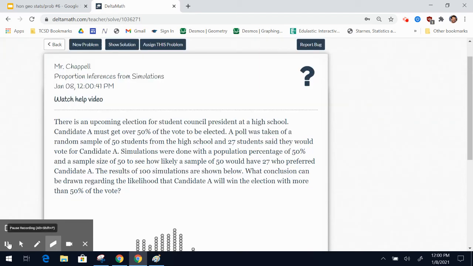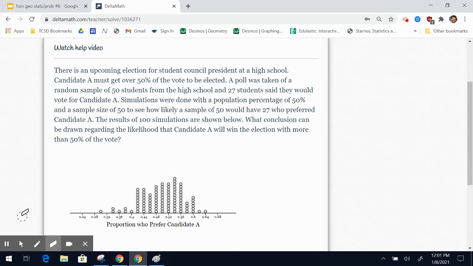Okay, so it says there is an upcoming election for student council president at a high school. Candidate A must get over 50% of the vote to be elected. A poll was taken of a random sample of 50 students from the high school, and 27 said they would vote for candidate A. Simulations were done with a population percentage of 50% and a sample of size 50 to see how likely a sample of 50 would have 27 who preferred candidate A. The results of 100 simulations are shown. What conclusion can be drawn regarding the likelihood that candidate A will win the election with more than 50% of the vote? So let's take a look here.